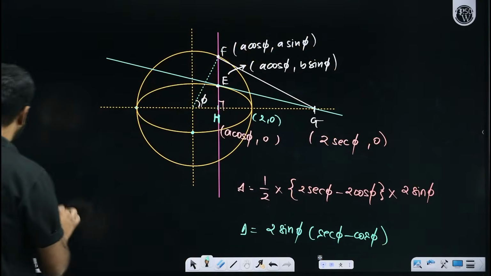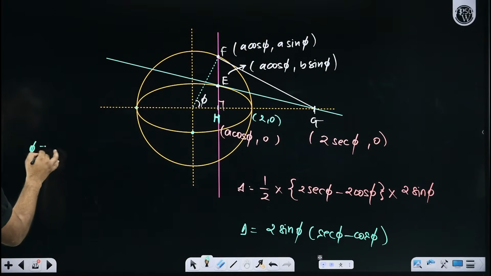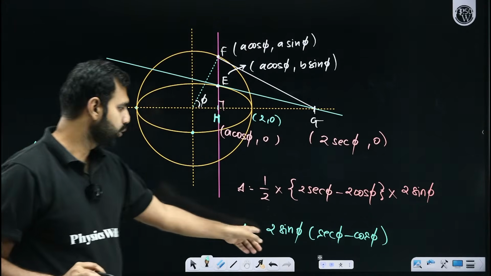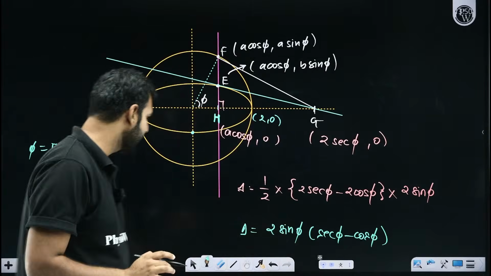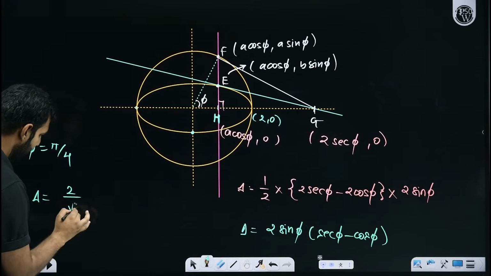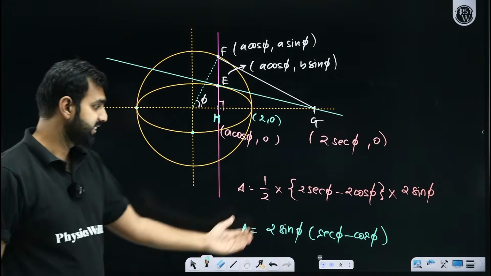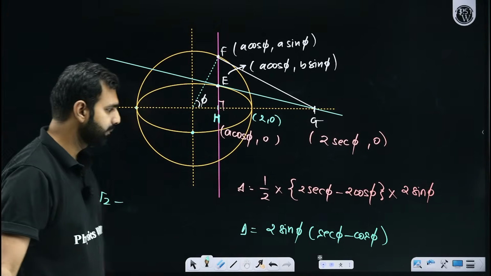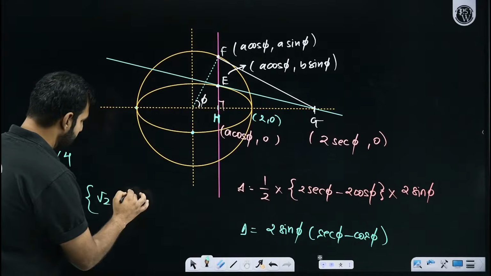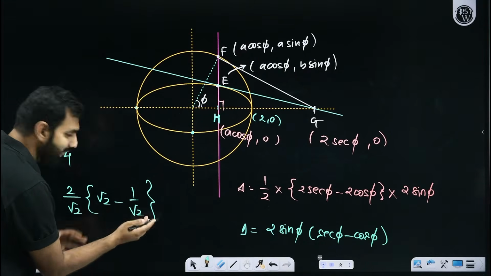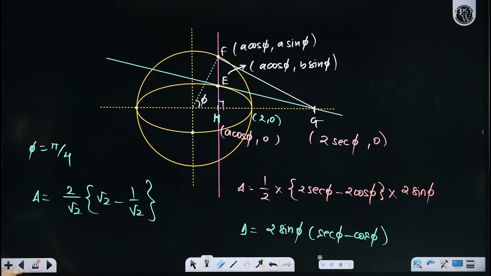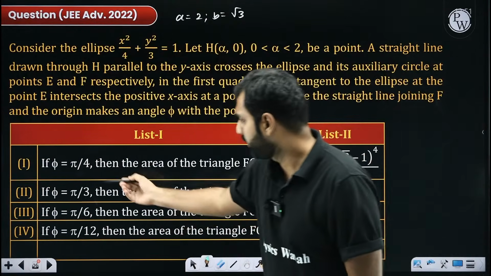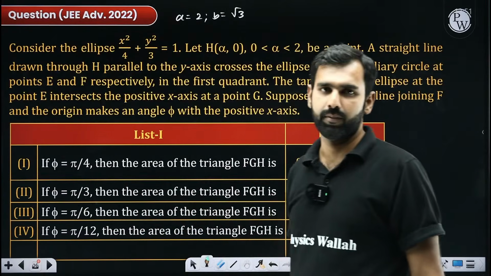So if phi is pi by 4, what will be delta? I hope you can find delta very easily. 2 sine phi, for pi by 4, which is 1 by root 2. So this is 2 by root 2. Everybody getting this? This is sec pi by 4, that is root 2. So this is root 2 minus again 1 by root 2. So by simplifying this, you get a value, and you check it for one of the options. Similarly, you put pi by 3, pi by 6 and pi by 12.